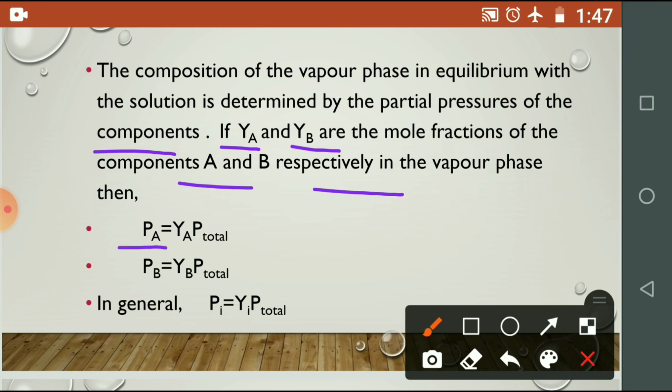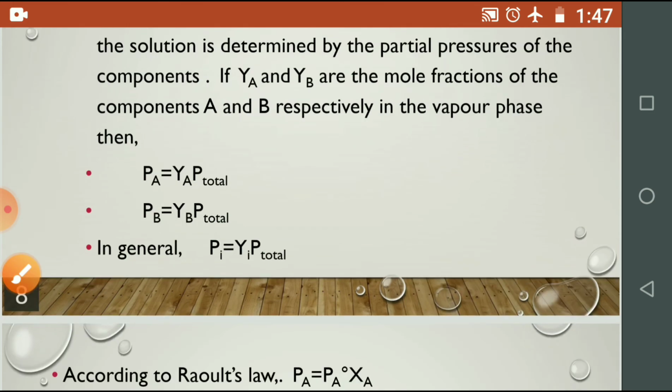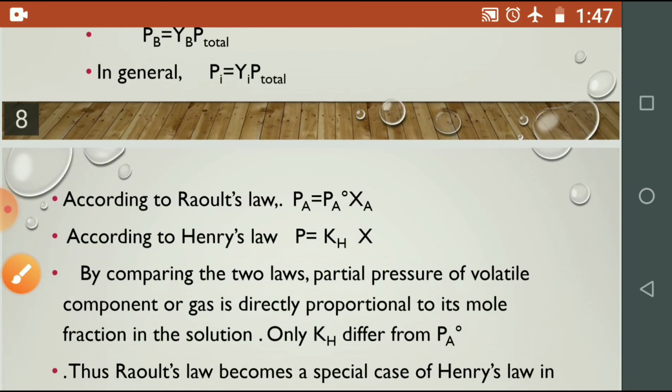YA and YB are the mole fractions of the components A and B respectively in the vapor phase. Then PA is equal to YA into P total, PB is equal to YB into P total. In general we can write Pi is equal to Yi into P total. This derivation is not there, but based on this they can ask you to solve the problems.